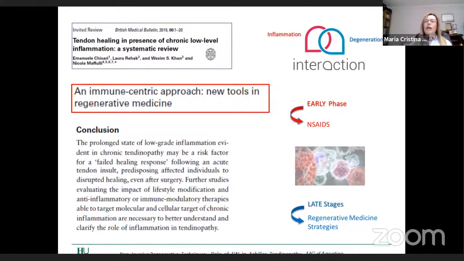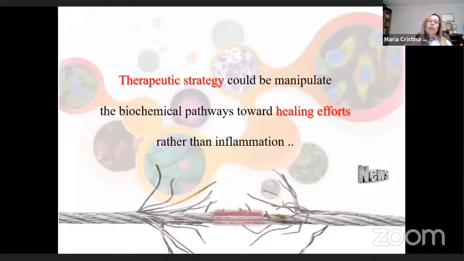So we can also talk about an so-called immunocentric revolution in the comprehension of the pathogenesis of tendinopathy. In the very early stages of tendinopathy, we can talk properly about inflammation, but in the later stages, we have to talk about degeneration. And if we talk about regenerative medicine strategy, we have to talk about innate immunity, as innate immunity is the key for all the regenerative processes.